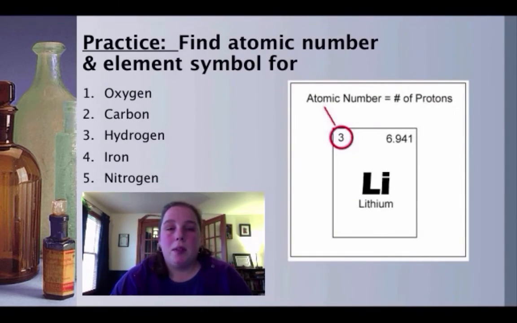I want you guys to practice finding the atomic number and the element symbol for a couple of elements that I have for you. Now, if you're working with somebody and you find the element, could you literally put your finger down and show them where it is on the periodic table? It's going to be important for you to understand where things are located. Now, do you have to memorize it? Absolutely not. I just want you to be familiar with it. Okay, put me on pause.